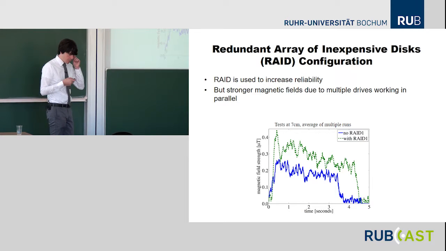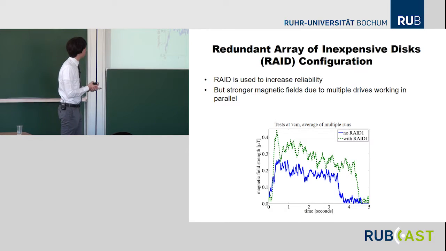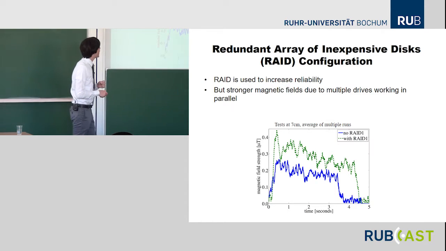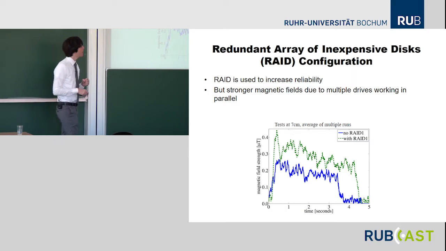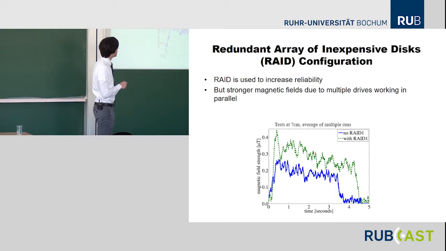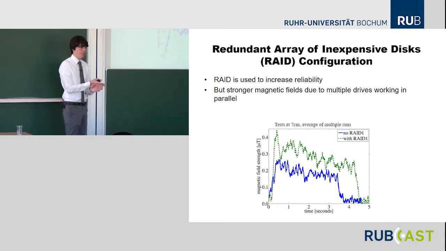So all of this work so far was done, like I showed, outside of that server, just measuring the magnetic field with one hard drive. We have another server that has a RAID setup with two hard drives working in RAID 1. That means they're identically duplicating data, which I had to replace recently, which is really nice because you just pull one out and put it back in. In this graph, the blue one is no RAID, and then with RAID 1, two disks working in parallel, the data is slightly amplified because now you have two hard drives working together.